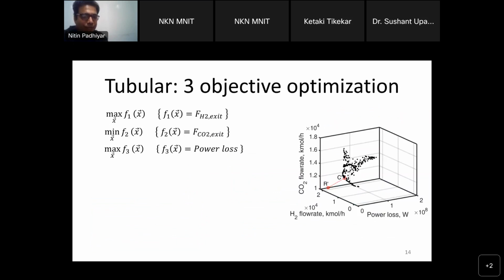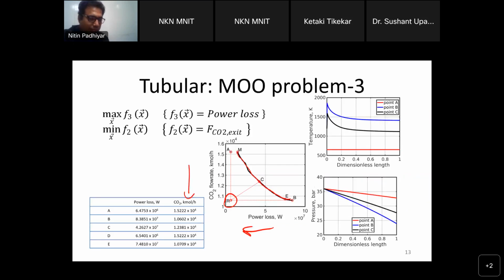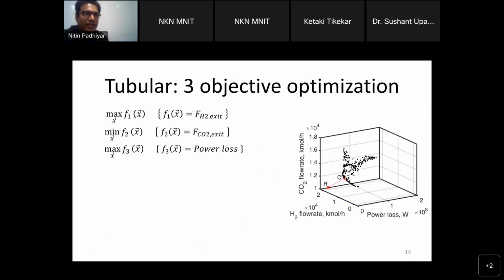And finally, the problem that is very important. For the first time, we did all the 3 objectives: I want to maximize hydrogen, I want to minimize carbon dioxide, and I want to minimize power loss. Now, simultaneously, if I do this for all the 3 functions, the results are summarized in this 3D graph.